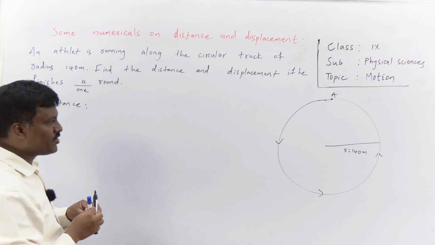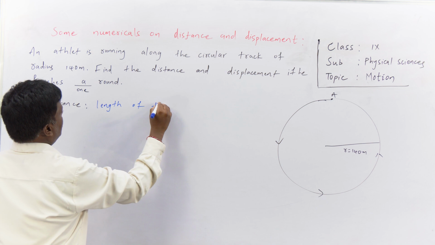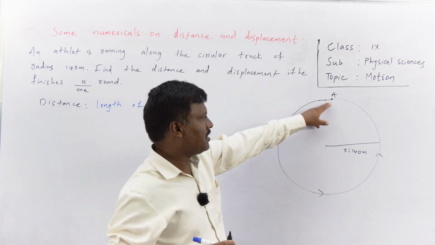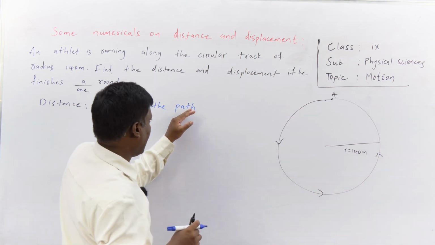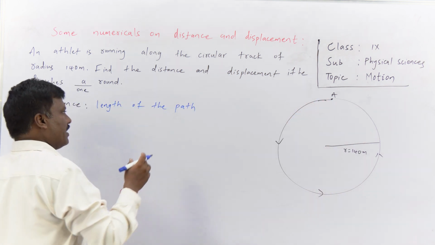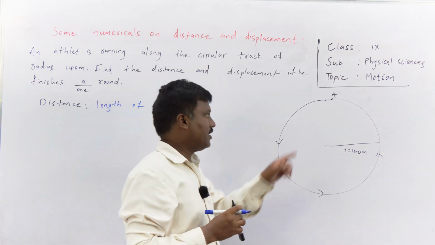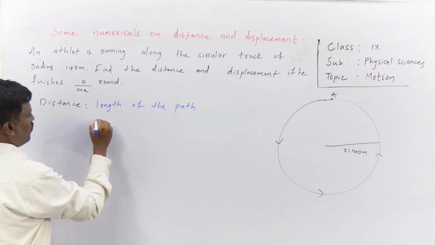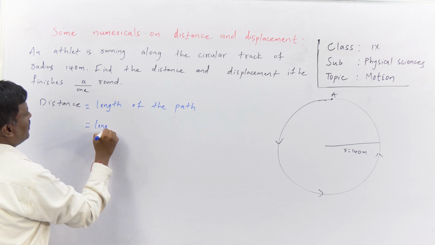What is the definition of distance? Length of the path covered by an object. Tell me, what is the shape of the path here? The shape of the path is a circle. As the path is a circle, we have to calculate the length of the path. Distance is nothing but the length of the path. The path is in circular shape, so we have to find the length of the circle. So distance is equal to the length of the circle.